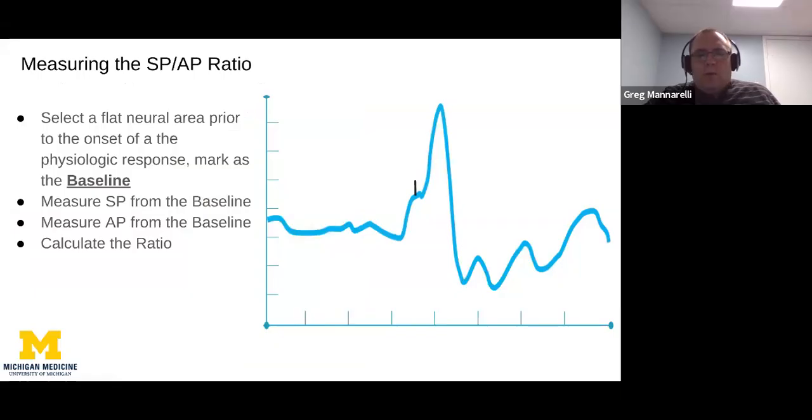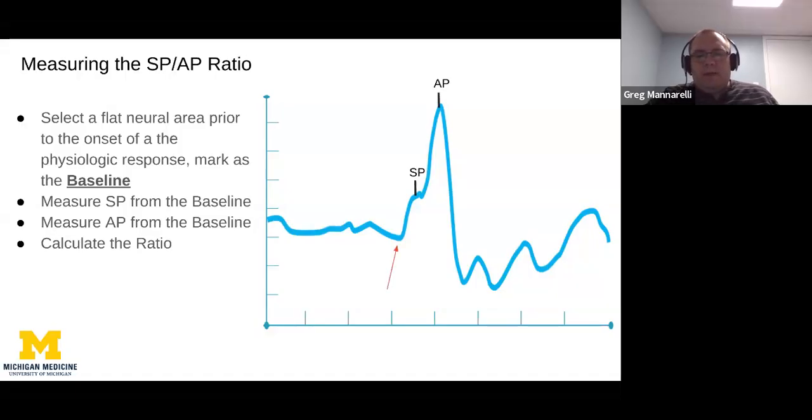And so we typically are going to look at the ratio between the SP and the AP responses. I'm just going to quickly go over how you measure that here. So here we have your summating potential and your action potential responses. The first thing that you want to do is pick a baseline response on your waveform. This needs to be an early response in a relatively flat area of the waveform.